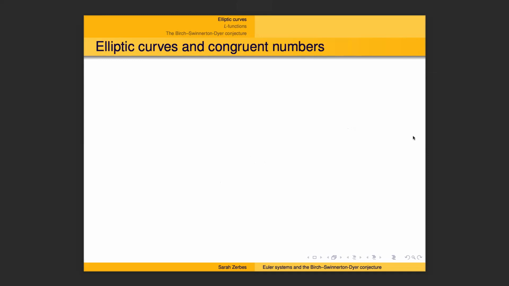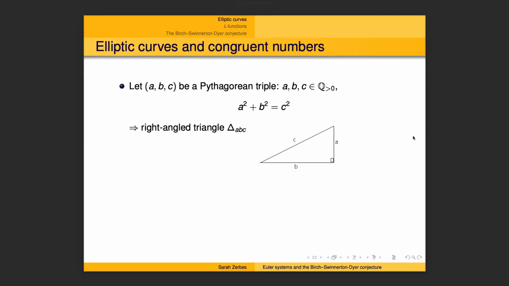So let's go back to Pythagoras' theorem and consider a Pythagorean triple. So a triple of positive rational numbers a, b, c which satisfy Pythagoras' equation and hence are the sides of a right-angled triangle. Okay. So what can we say about this triangle?